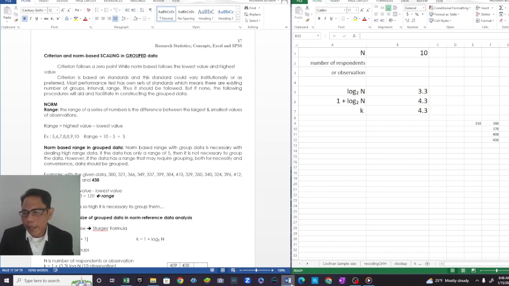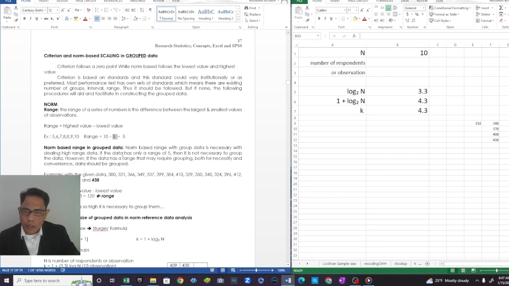Norm. So range. Range is the difference between the largest and the smallest value observation. So range is the highest value minus the lowest value. For example, we have 5, 6, 7, 8, 8, 9, and 10. The highest value is 10 and the lowest value is 5. So our range is 5.